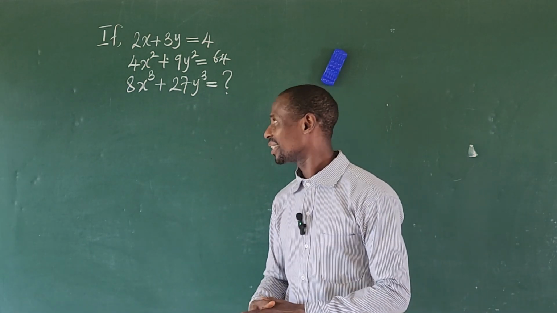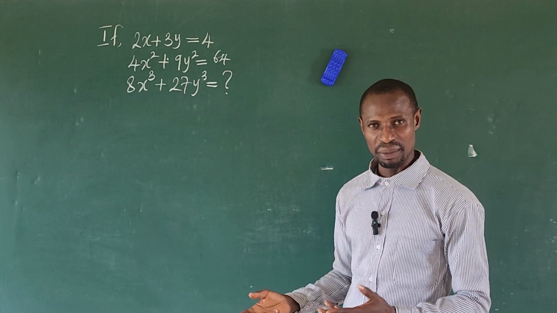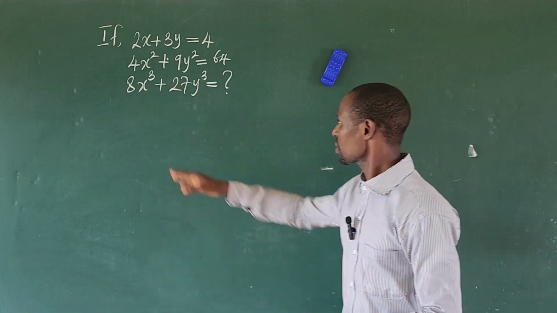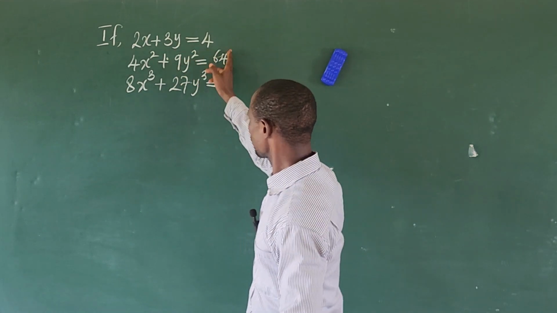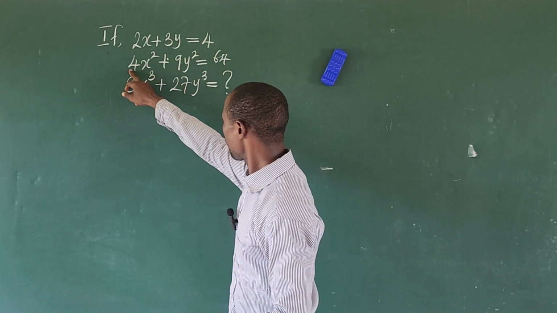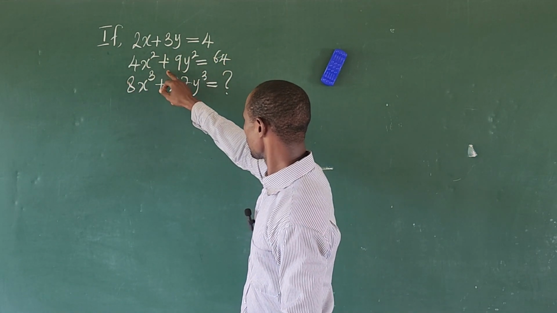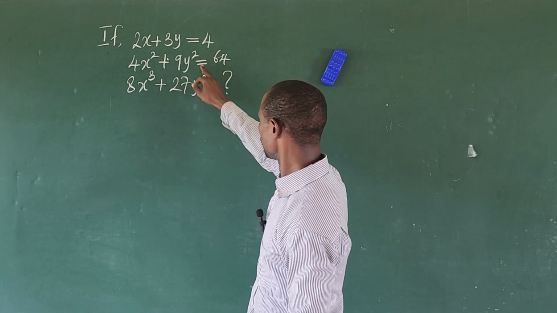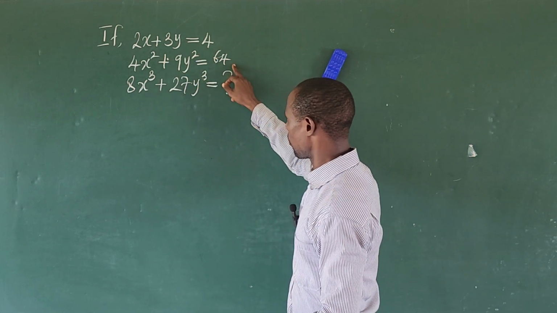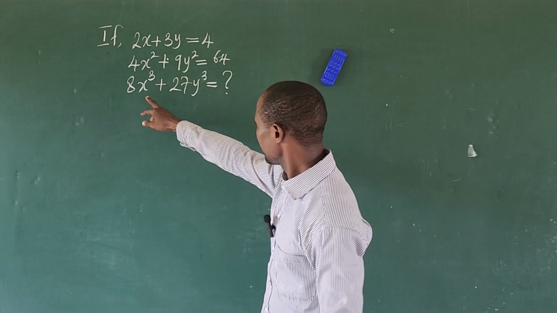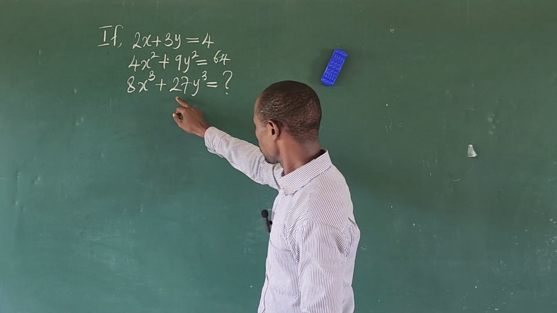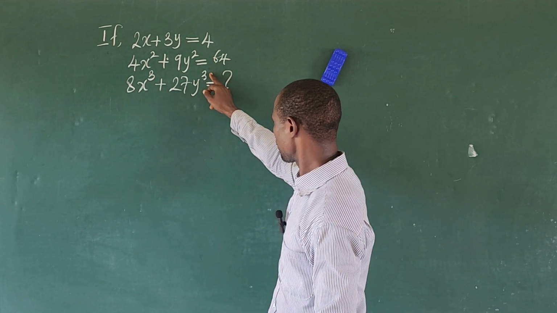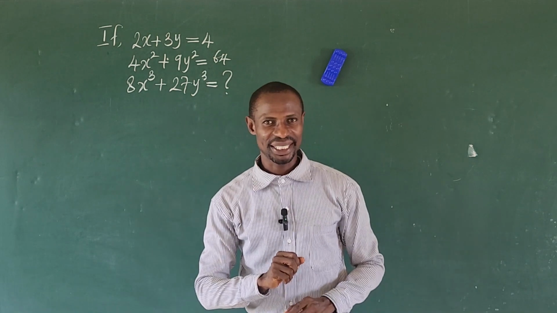Today again we have another math problem, math challenge. The question reads: if 2x plus 3y equals 4 and 4x to the power of 2 plus 9y to the power of 2 equals 64, then 8x to the power of 3 plus 27y to the power of 3 will be equal to what?